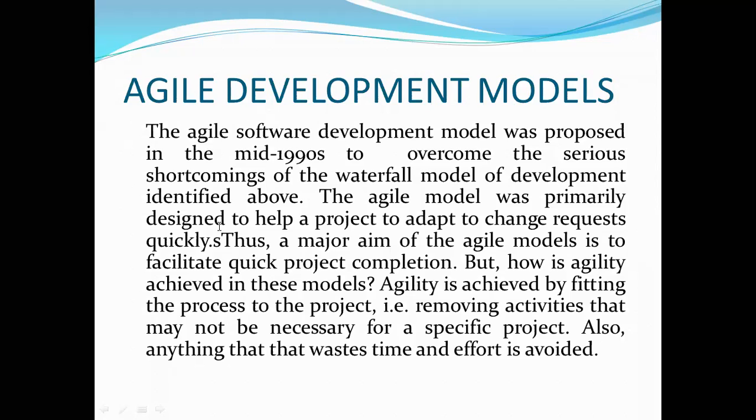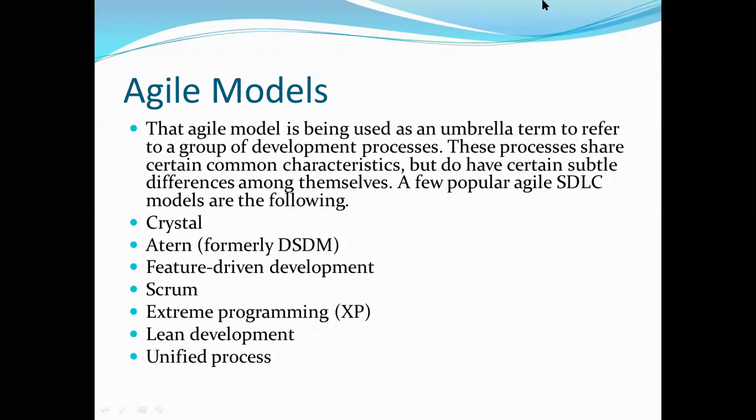So agility is quick and fast kind of development, and quick response to change requests, and removing activities that may not be necessary for a specific project. So we have agile models nowadays, and this agile model development usually comes under an umbrella term, to refer to a group of development processes. These processes share certain common characteristics but do have certain subtle differences among themselves.